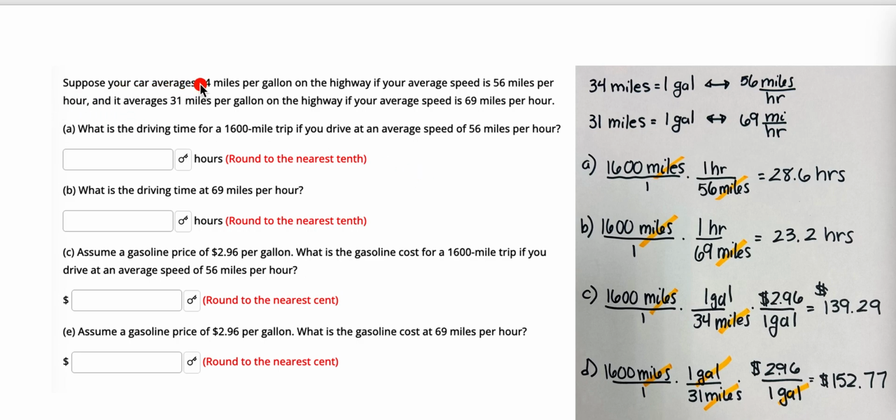Suppose that your car averages 35 miles per gallon on the highway if your average speed is 56 miles per hour. So when you're driving 56 miles per hour, your gas consumption is 34 miles for every 1 gallon. But if you change speed to 69 miles per hour, then your gas consumption is going to be 31 miles per gallon. And that's right here when you're going 69 miles per hour.